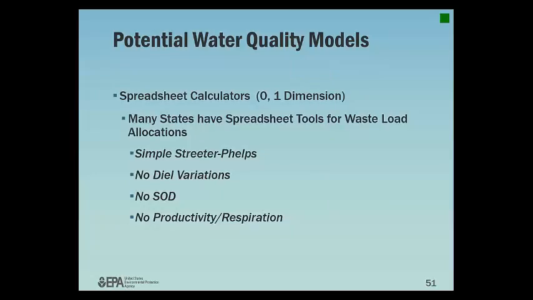First, we need to acknowledge that there are many spreadsheet calculators out there that states have used for developing waste load allocation for carbonaceous materials and to meet dissolved oxygen endpoints. They usually employ a simple Streeter-Phelps calculation where they're calculating the impacts of carbonaceous materials on dissolved oxygen. They do not take into account diel variations. They are not predicting temperature. It's a single temperature. They may or may not have SOD, and they don't include productivity and respiration. So it's a very, very simple approach.